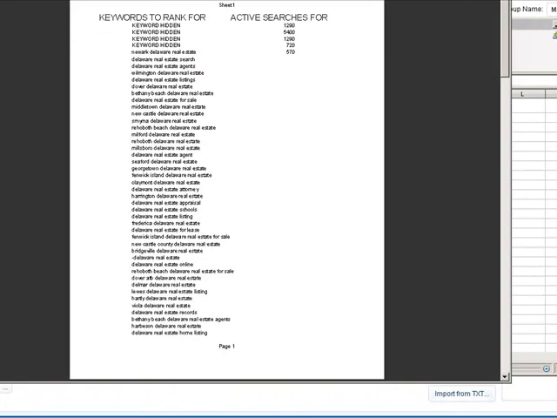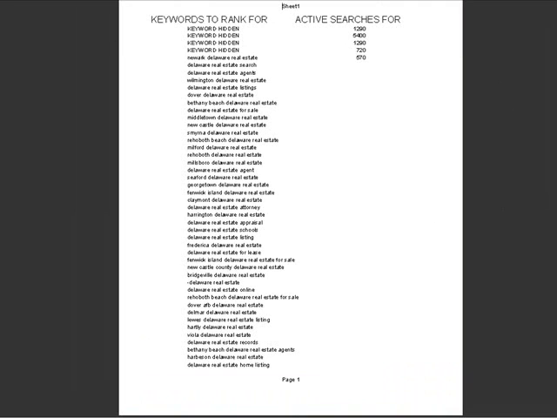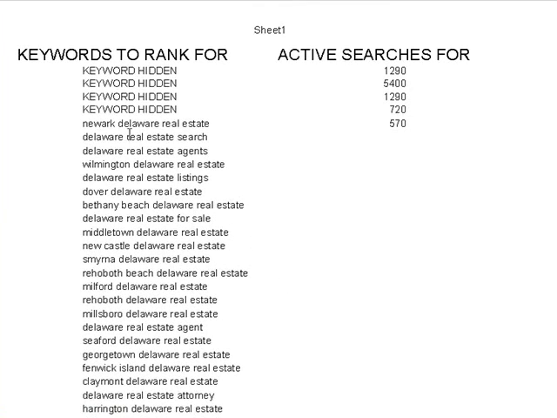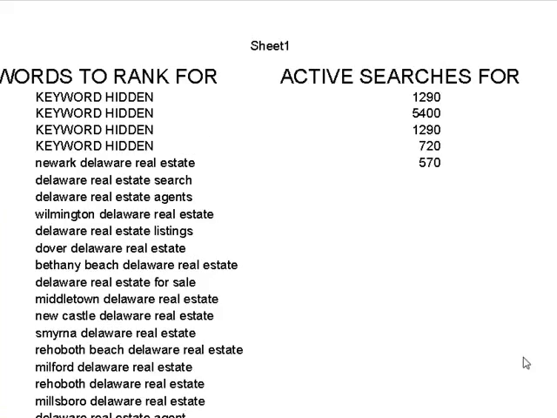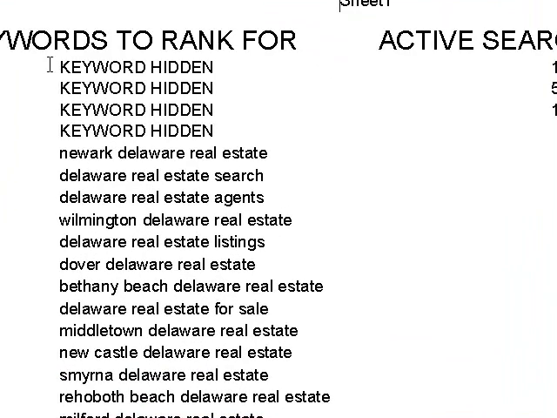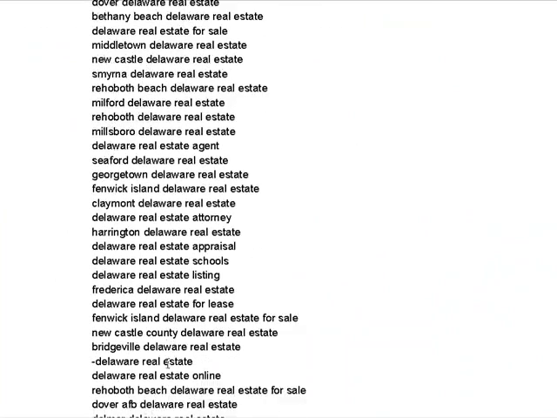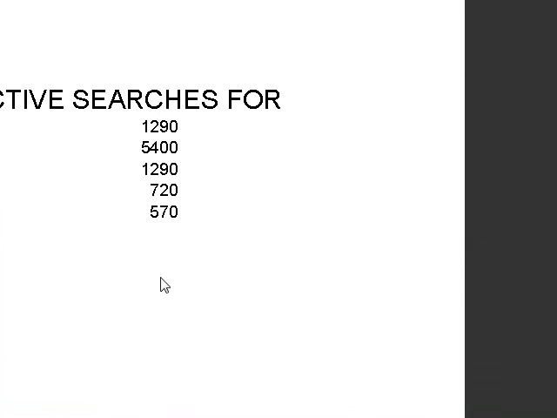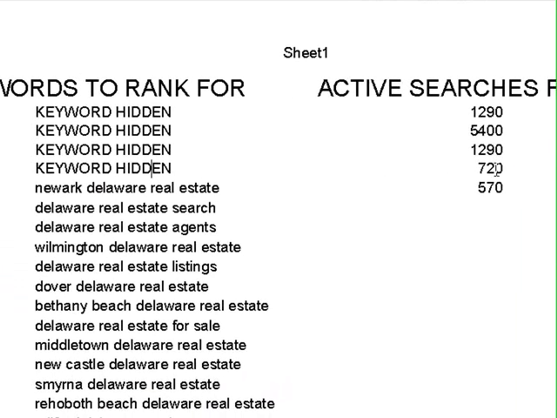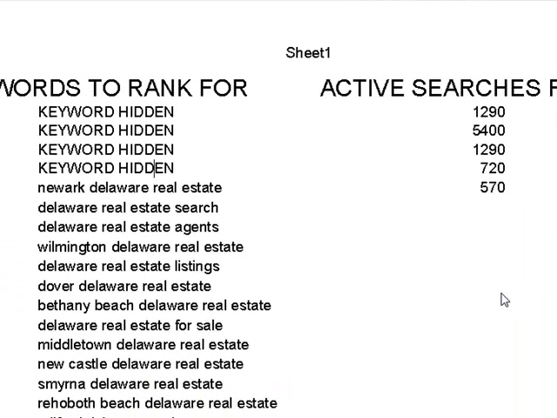Okay, and this is basically what you're going to come up with, except yours is obviously going to be more accurately and completely filled out. All the way down this side here is going to be keyword hidden, all the way straight to the bottom. And then over here are going to be your number of active searches for the keyword.